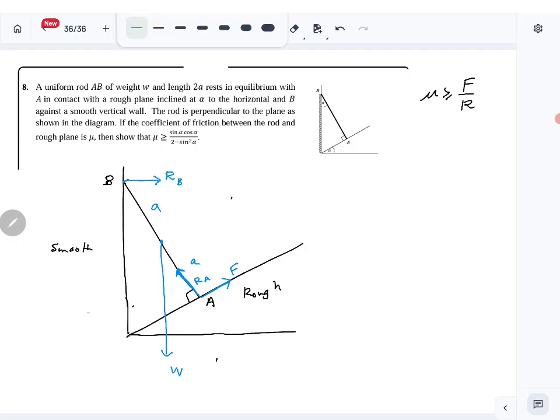Now angles. This is alpha. This is alpha. Then this is 90 minus alpha, so this is also alpha. Let me draw the vertical line also. Then alpha, 90 minus alpha, this is alpha. So everything is marked. Now we need to find friction and normal reaction to get this inequality.